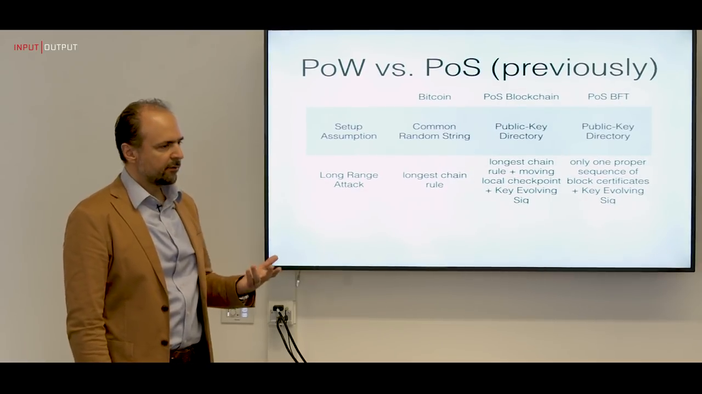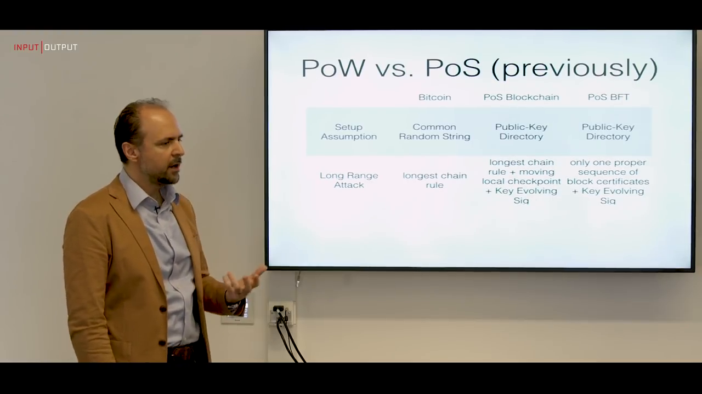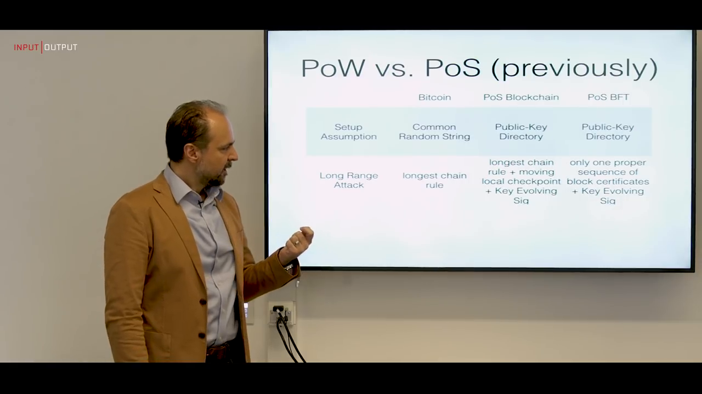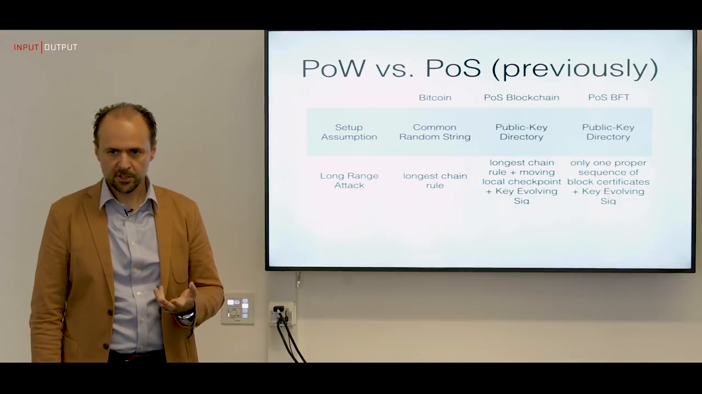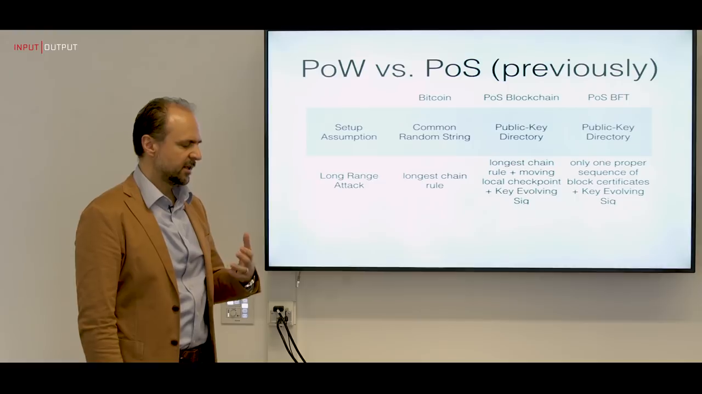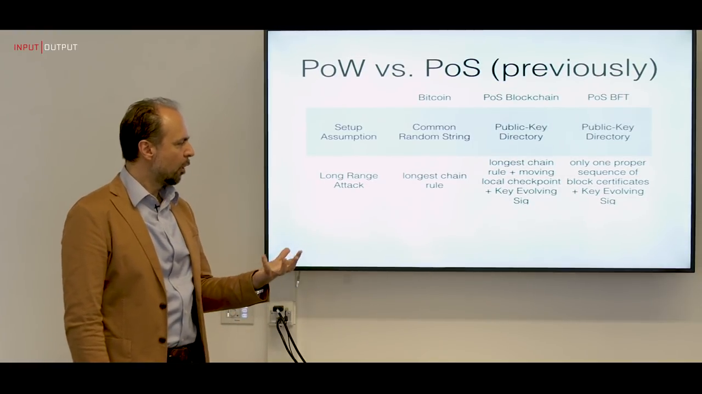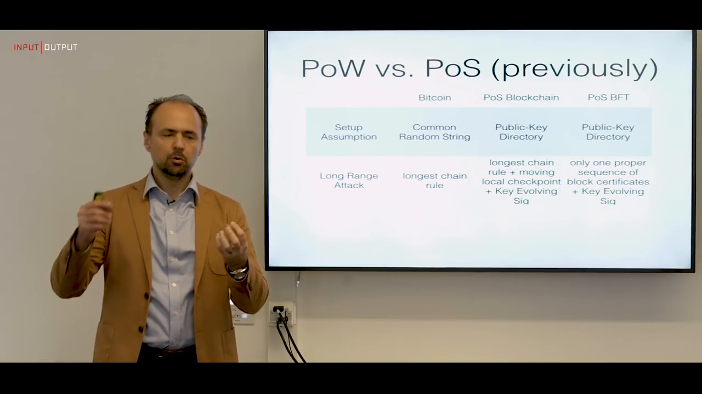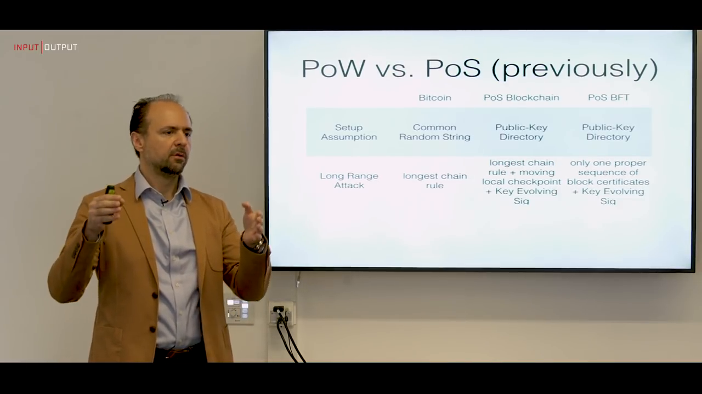Unfortunately, in the POS domain, things are not as simple. There are a number of assumptions that people have used to deal with long-range attacks, and you will see that many of them are not quite satisfactory. Mostly, the longest chain rule, for example, that is used in POS blockchains is not sufficient. And what is frequently assumed by essentially all POS papers in one way or another is what we can call a local moving checkpoint.